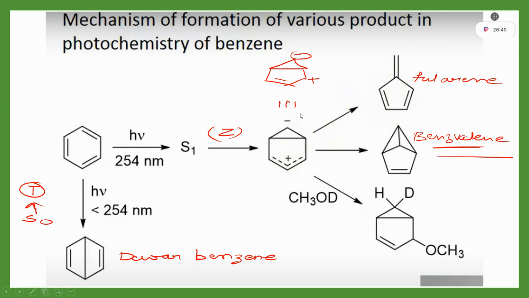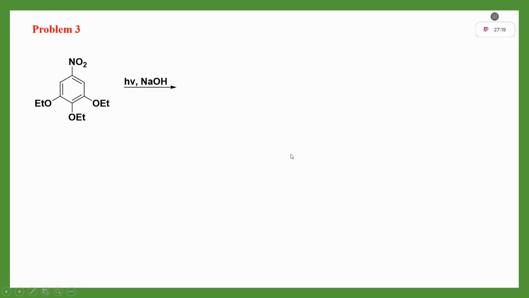Can you tell me when this form will be more stable? Whenever any electron donating or electron withdrawing groups are attached to your benzene. Yes or no? Because those groups can stabilize these charges, right? And Dewar benzene will form when there are substituents like alkyl substituents. In that case, it will lead to formation of Dewar benzene. But whenever you have plus M or minus M groups, it will go through your zwitterionic form. Understood? So start solving this question on the basis of that.